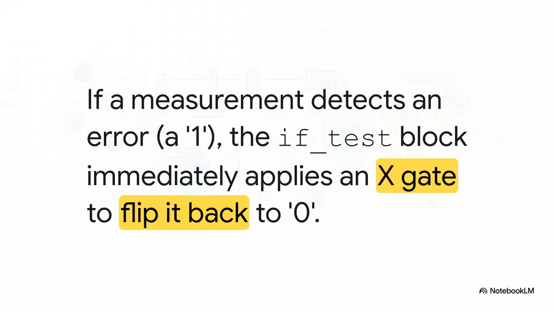And here it is. This is the code that does all the heavy lifting. It's so elegant. First, we measure a qubit, just like before. But then we have this if-test block. That's basically a classical if statement hiding inside our quantum circuit. It says, hey, look at the result of that measurement. Did you get a 1? Because that 1 means there's an error. And if the answer is yes, boom, it instantly applies an X gate to flip that qubit right back to 0. It detects the error and fixes it just like that.